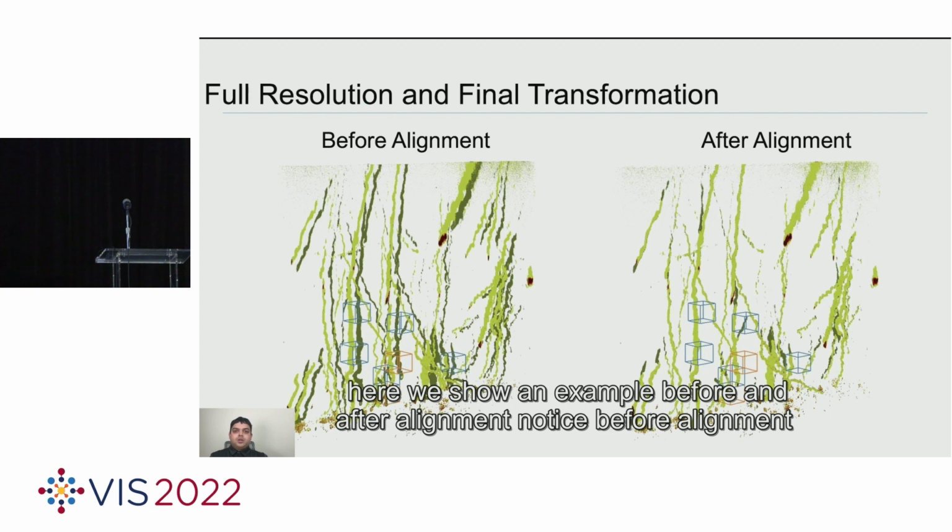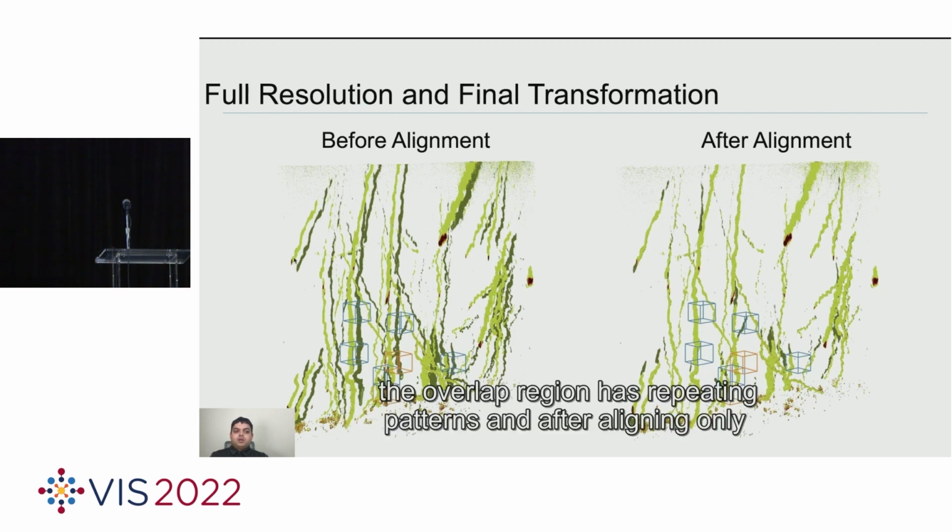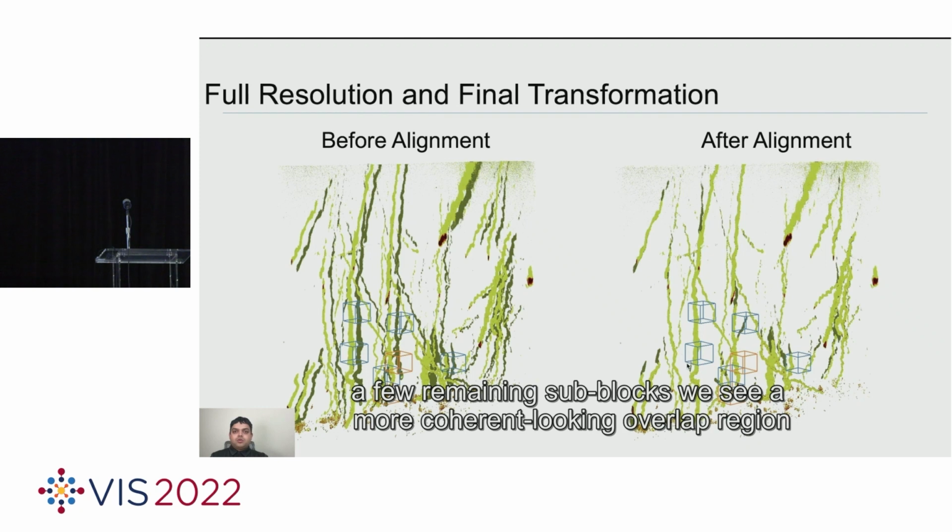Here we show an example before and after alignment. Notice before alignment, the overlap region has repeating patterns, and after aligning only the few remaining subblocks, we see a more coherent looking overlap region.